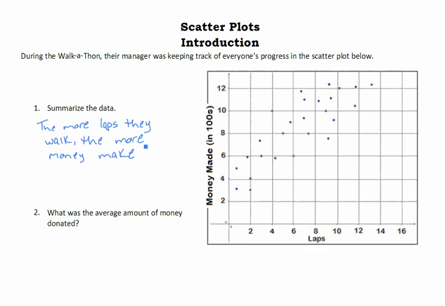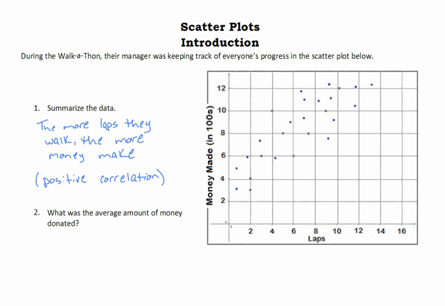Okay, in scatterplot vocab, what this is called is a positive correlation, because our independent and our dependent values have that positive correlation. As one increases, the other increases as well. Okay, now it's asking what was the average amount of money donated?